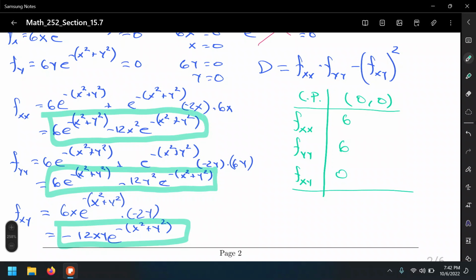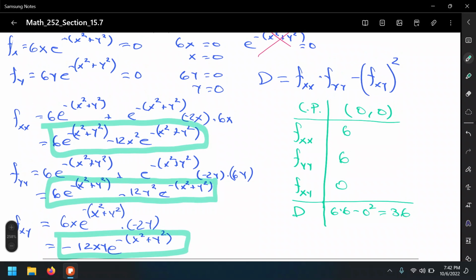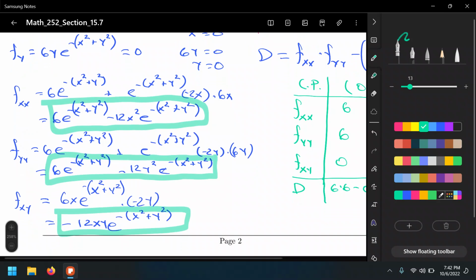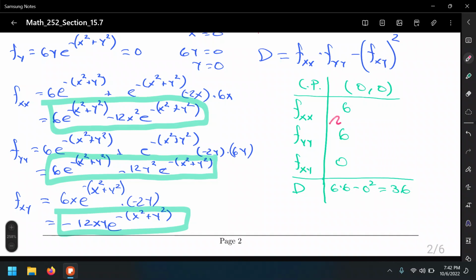All right, so let's compute the quantity D in this case. So D will be 6 times 6 minus 0 squared, which is in this case 36. All right? Now, we don't need to calculate anything else, we just need to go back and refer to the values. It's better to have these values in a table here instead of coming back to the second partial derivative with respect to x to check if it's positive or negative, because we already have it here. So in this case, D is greater than 0.